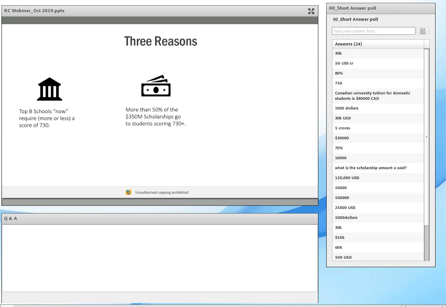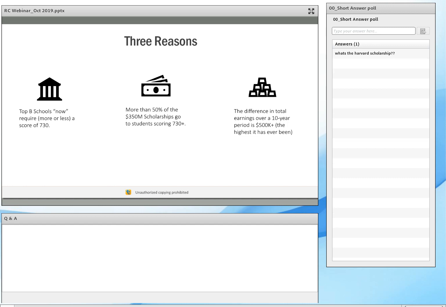And the third reason, and perhaps the most ignored reason, is that when you compare the total earnings of a student who graduates from a top school versus one who graduates from a school ranked 25, 30 or lower, the difference in earnings over a 10-year period is the highest it has ever been in the history of MBA education, and it could easily top $500,000. How many of you have read the news that salaries of Stern graduates were record high? This was recently published about a week back or so. MBA starting salaries from these schools are at record highs, and the delta between what you get when you graduate from a top business school versus a tier 2 school is the highest it has ever been.